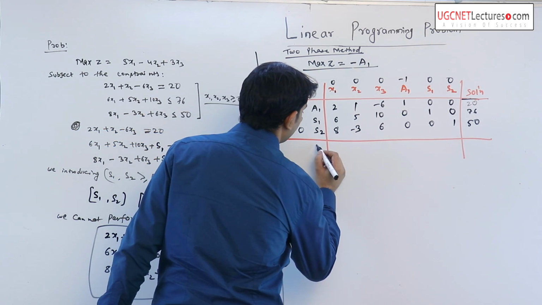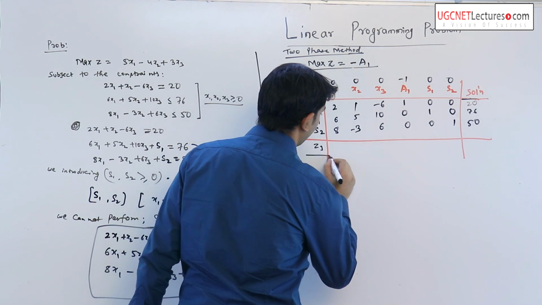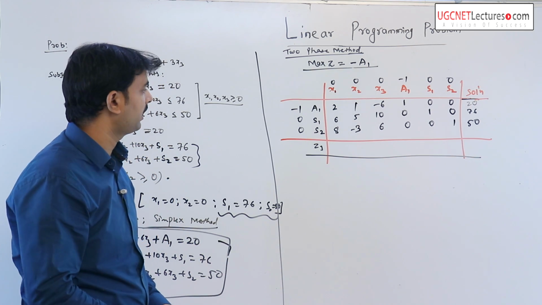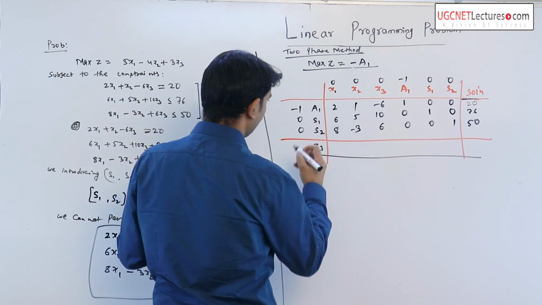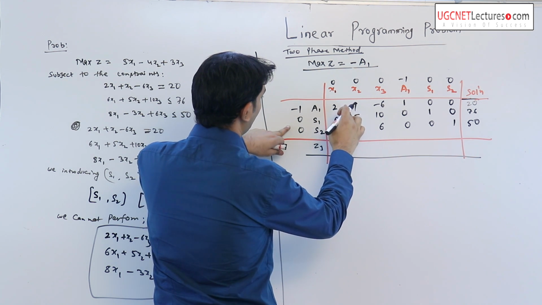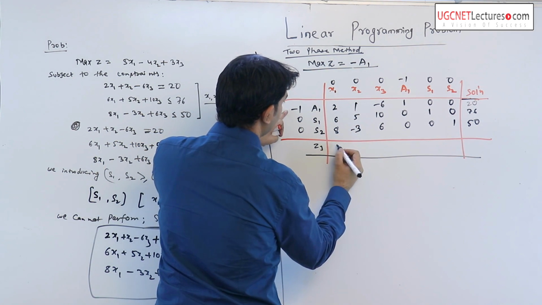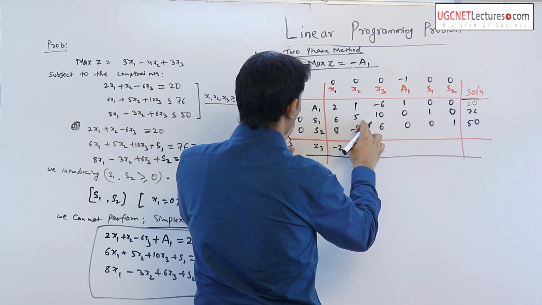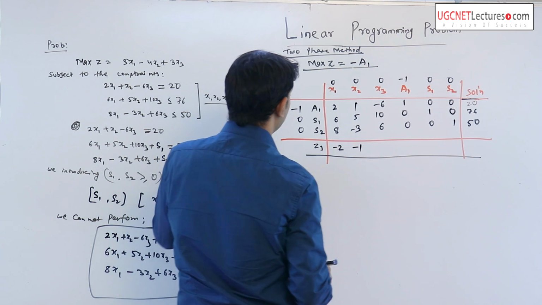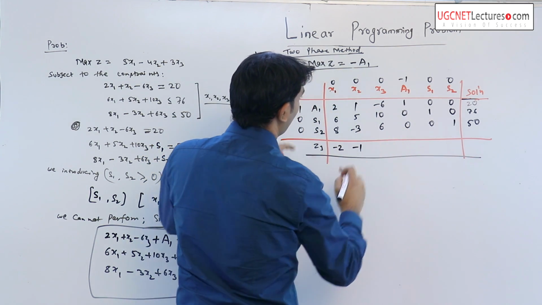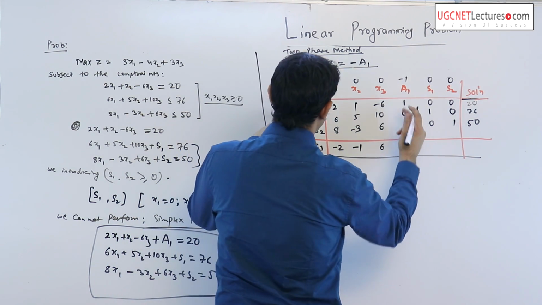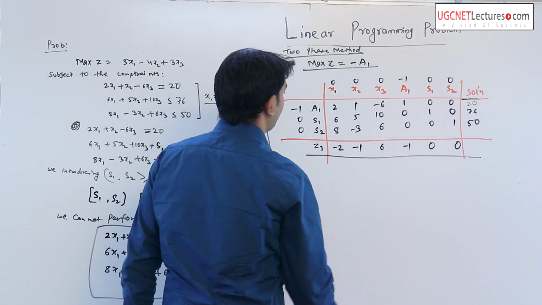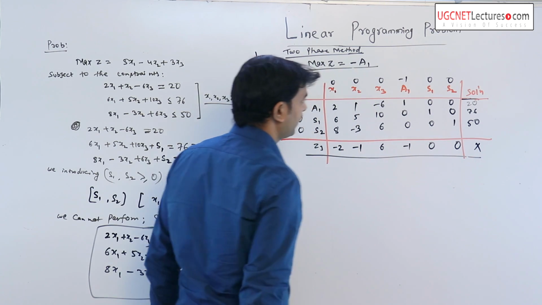Here now we have to find Zj. Our aim is to remove a1 from the basic variables. Zj is the dot product of the coefficients of the basic variables and the column of x1. So -1 into 2 is -2, plus 0 plus 0, it is -2. For x2, -1 into 1 plus 0 into 5 plus 0 into -3 gives -1. Similarly, the dot product of the basic variable coefficients and the column of x3 gives 6, -1, 0 and 0. As the artificial variable is present in the table, we have not found the solution.